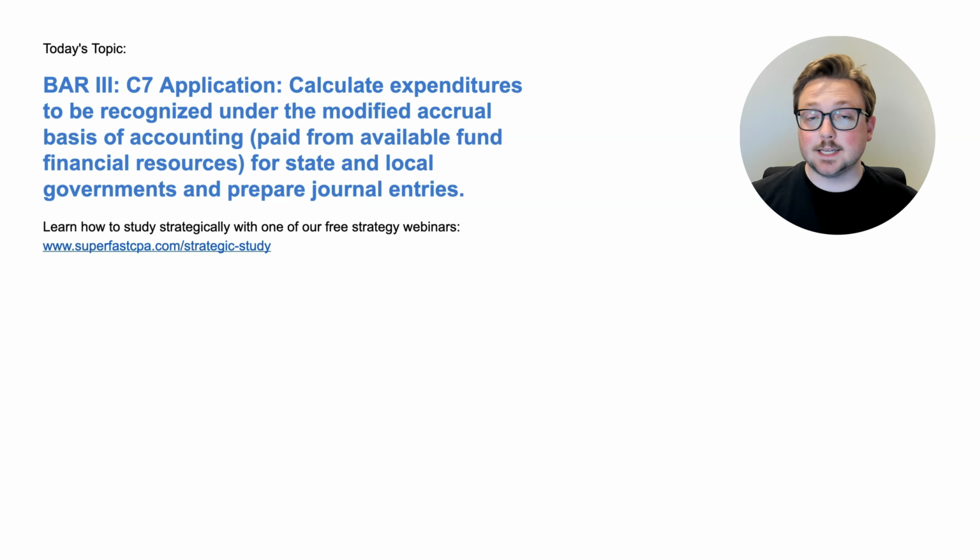I'm Logan, and in today's video, we're going to be going over BAR Area 3. This is Section C7, an application topic. Calculate expenditures to be recognized under the modified accrual basis of accounting, including paid from available fund financial resources, for state and local governments, and prepare journal entries. And we're going to be doing that the SuperfastCPA way, which is diving straight into the questions to learn the material.